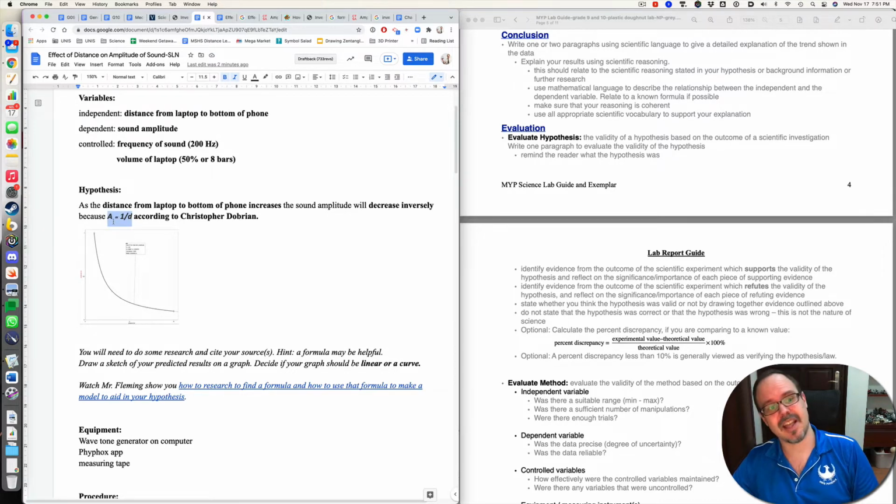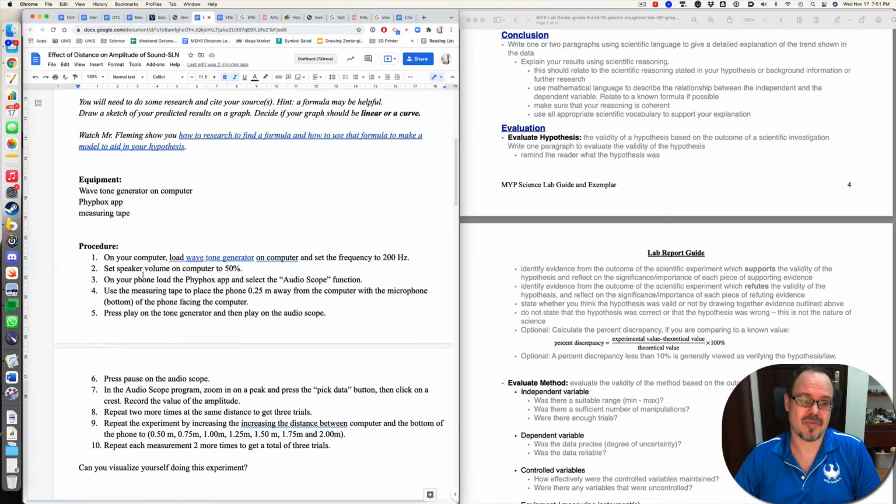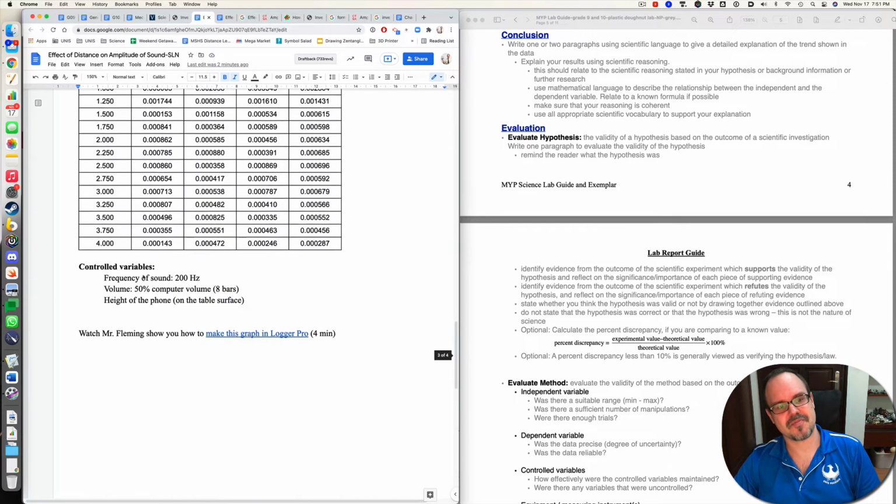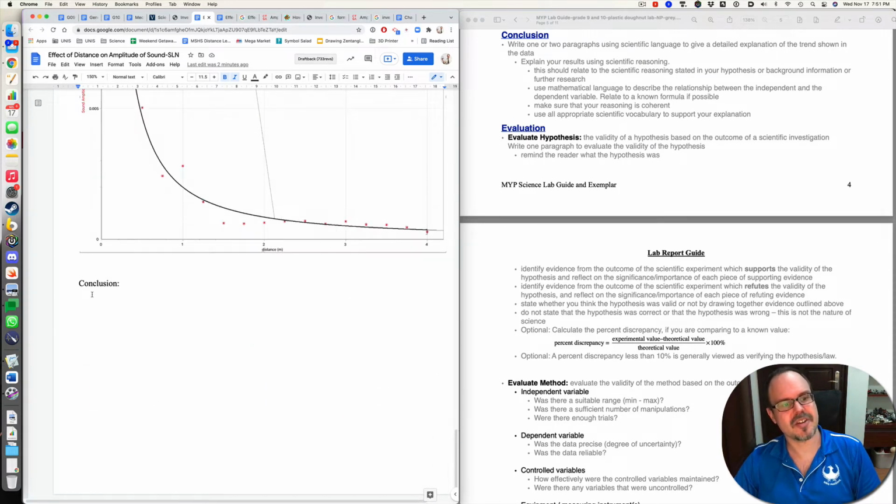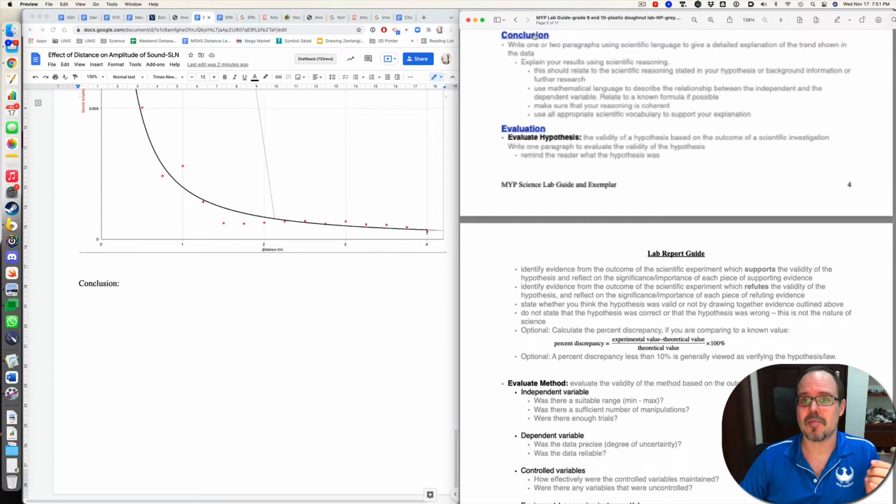I should have explained what these letters mean. A is amplitude, D is distance. And I could have explained a bit more, and I didn't. That was bad. Bad, Mr. Fleming. Let's come down here. Conclusion. And let's go down to the sample one here.